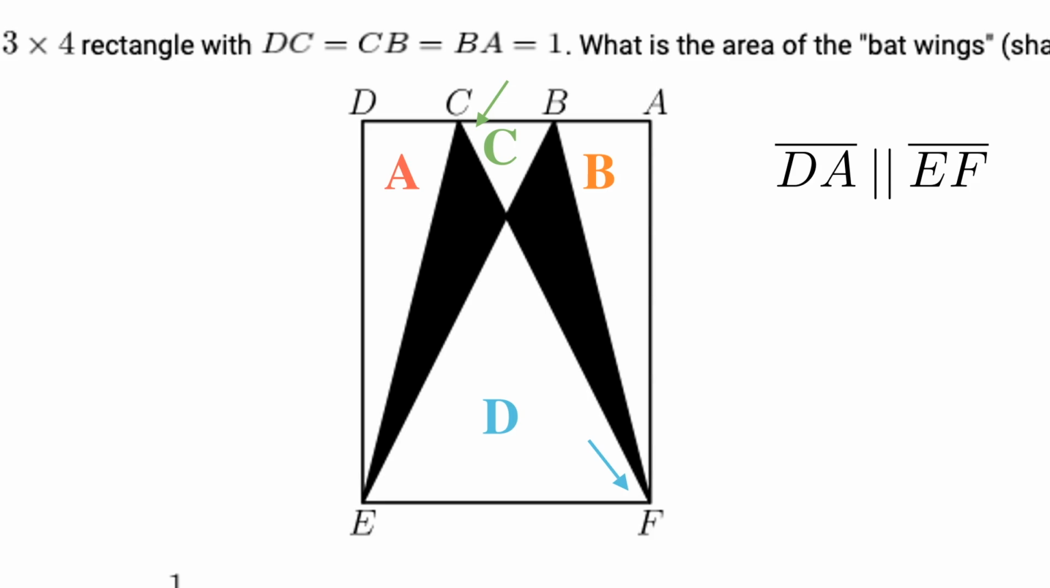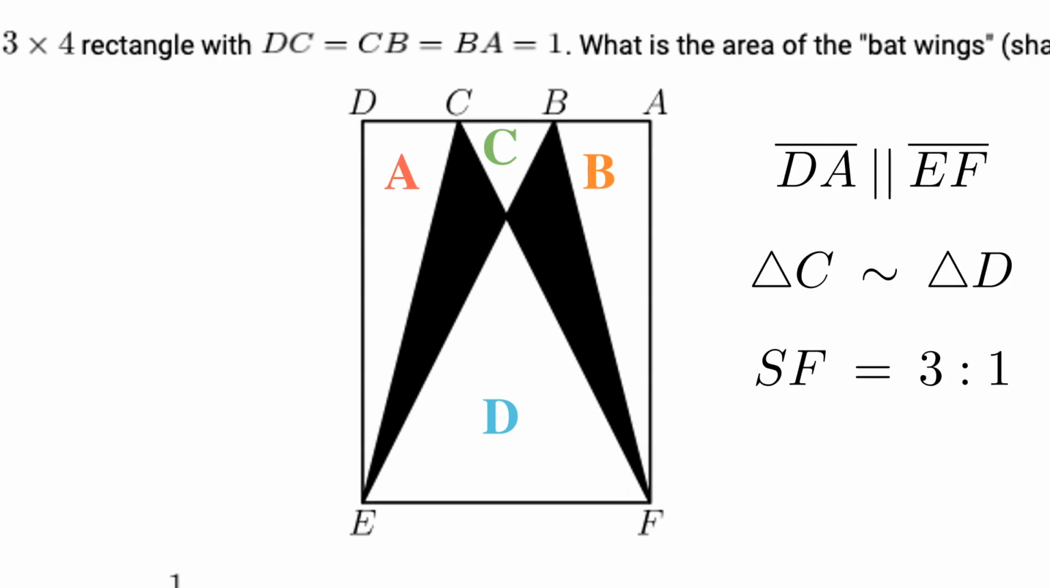So now we know that two pairs of angles across both the triangles C and D are congruent. Using angle-angle similarity, we can conclude that both of these triangles are similar. But what's the scale factor? Well, we know that the base of the triangle C is 1, and the base of triangle D is 3. So the scale factor from C to D is 3 to 1. That means the heights of both the triangles also have a scale factor of 3 to 1.